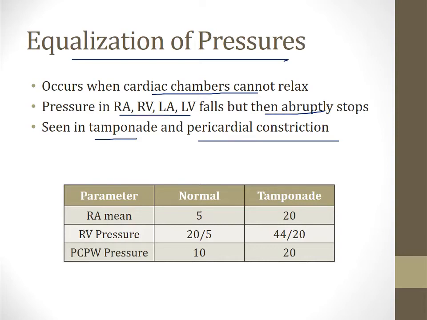So let's take a look at what I've drawn in this table on the screen here. A normal right atrial mean pressure is about 5. A normal right ventricular pressure is 20/5. And a normal pulmonary capillary wedge pressure, which is a marker of left atrial pressure, is about 10.